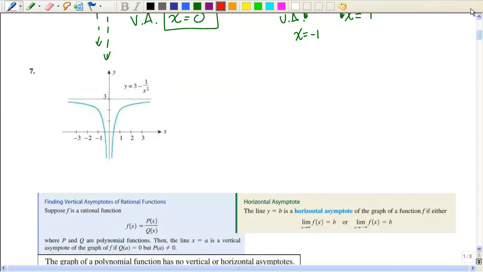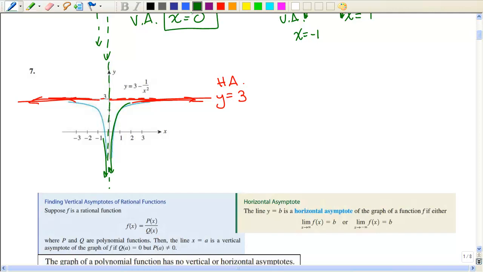Number 7, it looks like they've also drawn in possibly the horizontal asymptote here. As x gets way out here, way to the side, how is it flattening out? What line is it approaching? What horizontal line? And that would be y equals 3. That's your horizontal asymptote. And then you can see how the graph goes down and down. It's getting closer and closer to the y-axis without ever touching it, and that would be our vertical asymptote.